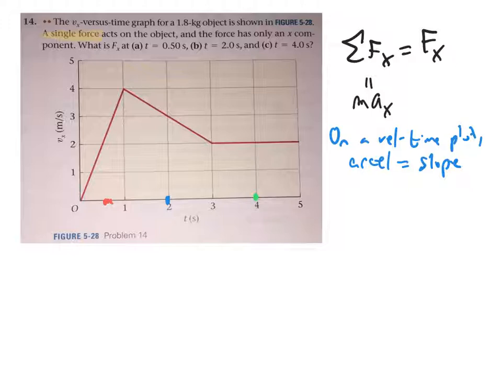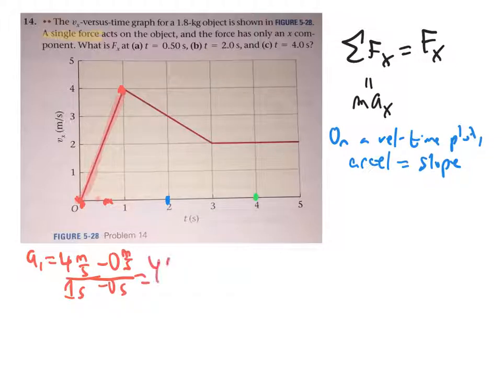So I take the slope of this line, because this is the one I care about, and I end up with A1, and I'm going to take between that moment and that moment. So 4 meters per second at 1 second, and subtract the 0 meters per second at 0 seconds, and that's just going to be 4 meters per second squared. And therefore F1 is going to be the mass times that, so it's going to be 1.8 kilograms times 4 meters per second squared, which is 7.2 newtons.